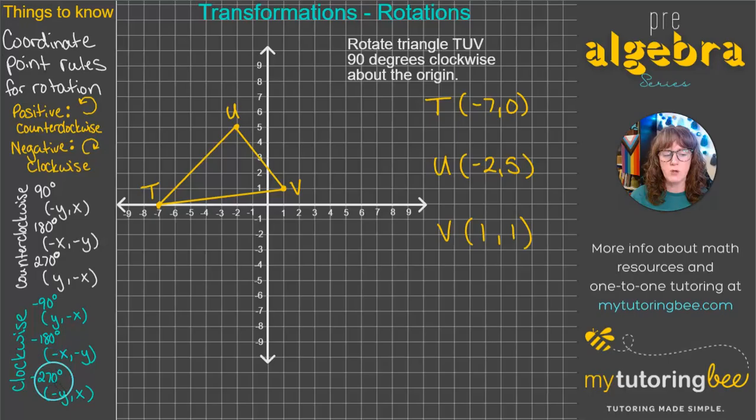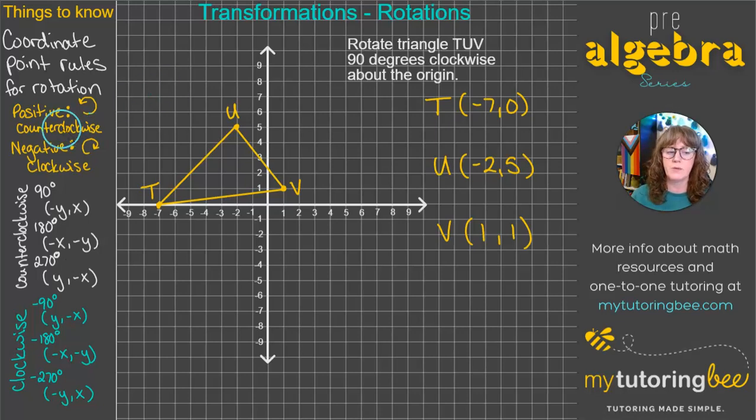So we do have a few rules here for how to adjust the coordinates of each of the vertices of our triangle. In this case, it's a triangle, and that will help us to plot those new points for that new image of the triangle.